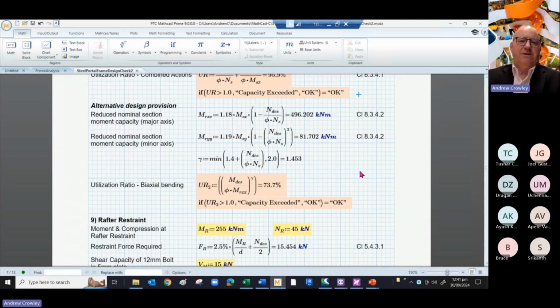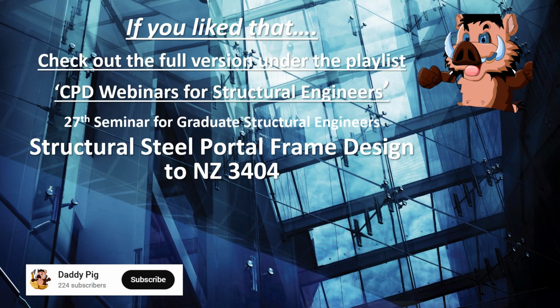And again, we've got an alternative design provision given in clause 8.3.4, and you can combine the two factors together with our reduced axial capacity and get our reduced moment capacity there. And we then derive this gamma factor, and our utilization factor comes out not just simply as the applied load divided by the capacity, but we factor it by, in this case, 1.5. Happily, we're still under.